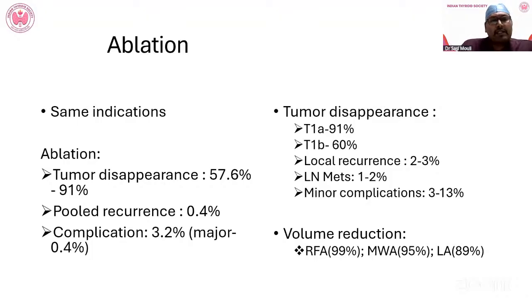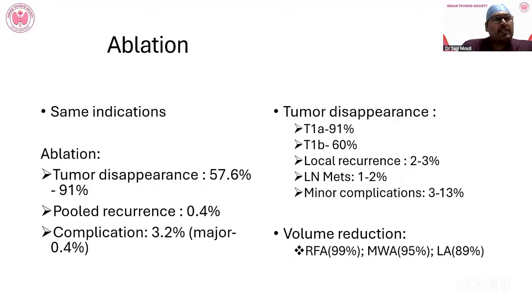Though the tumor disappearance rate is somewhere between 57 to 91%, and the local recurrence rate is 0.4, which is pretty less, and complications are around 3.2%. So the RFA has got a good volume reduction, 99, with microwave has got 95, and laser ablation 89%.